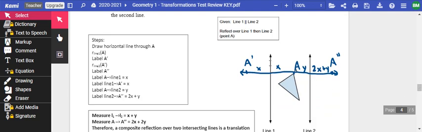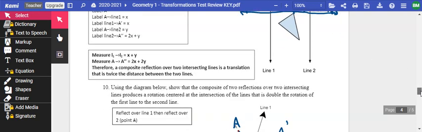Number 8, I have to graph these. There are lists of steps here on the side that you can think of. But I went from A, I reflected across line 1 and got A prime. The distance between line 1 and A is x, so the distance between line 1 and A prime is x. A to line 2 is y. So the distance from line 2 to A double prime is also y. You need to say that the measure between the two lines is x plus y. The measure from A to A double prime is 2x plus 2y. Important conclusion: the composite reflection over two parallel lines is a translation that is twice the distance between the two lines.